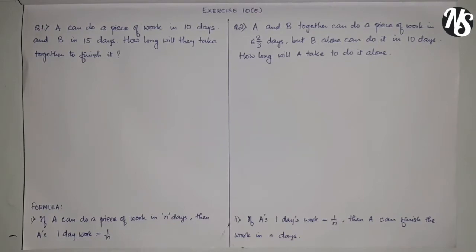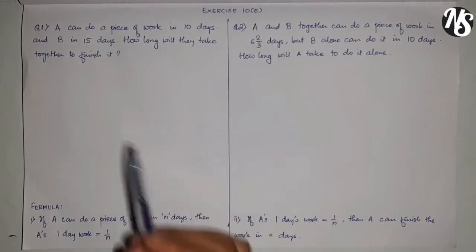And similarly we have another formula, or rather I can call it just the opposite of this particular statement. That means if A does 1 by n part in one day, then he takes n days to finish the job. That's the meaning of this. Now without further delay, let's see this problem.